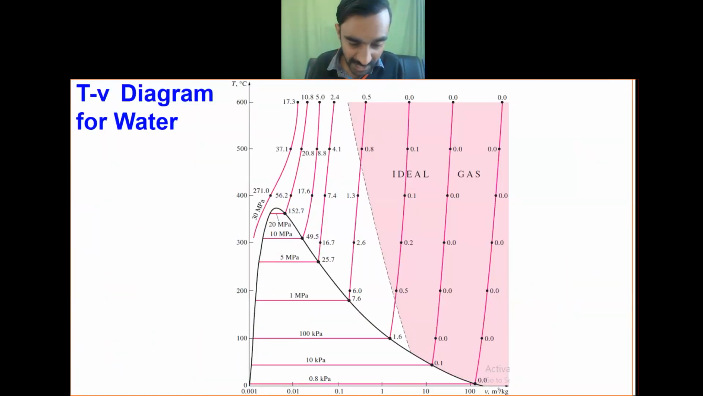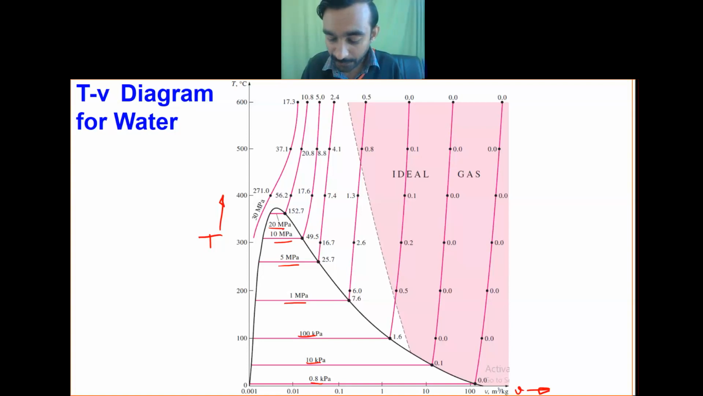In this slide, I have temperature along the ordinate and specific volume along the abscissa. On this temperature-volume diagram you can see different pressure lines. The first pressure line is, say, 0.8 kilopascal, then 10 kilopascals, and like that I am going up to very high pressures of 20 or 30 megapascals also.